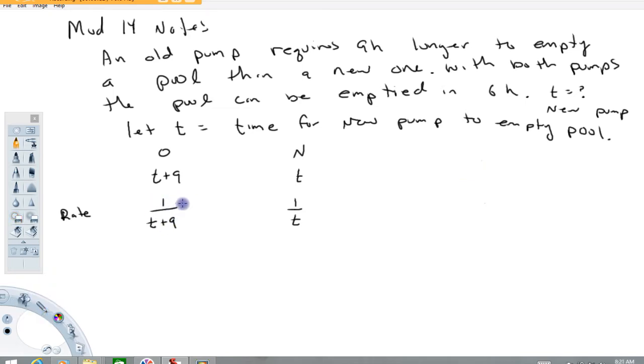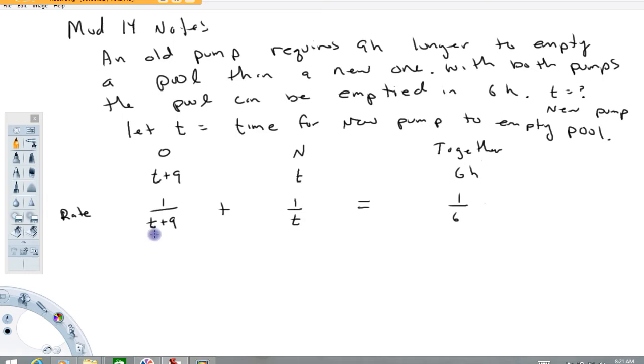I've got my rates for the old and the new. Now, if they're working together, the new rate is the sum of the two. And it says it can be emptied in 6 hours. So working together, I'll put this here together. The time is 6 hours, so the rate is 1/6 pool per hour. Now I can just put these together. So the rate working together is the sum of these two things, and that's going to equal our new rate. So we have an equation here now that we can solve for t.